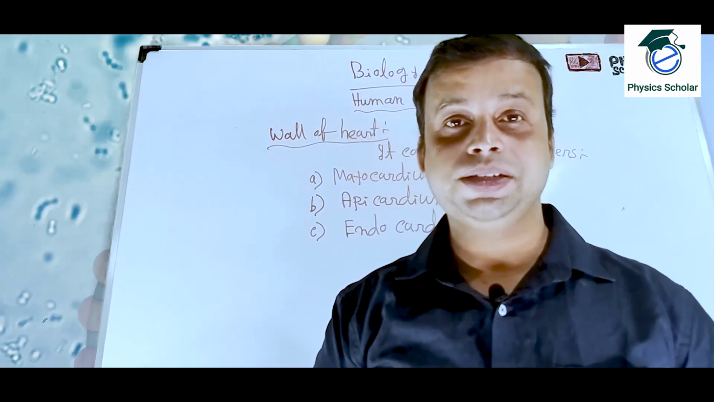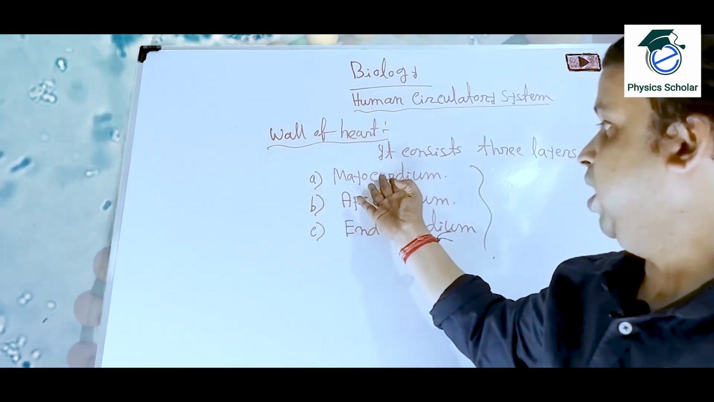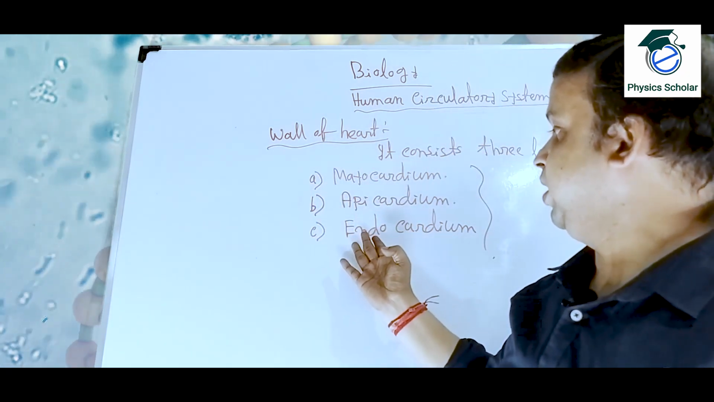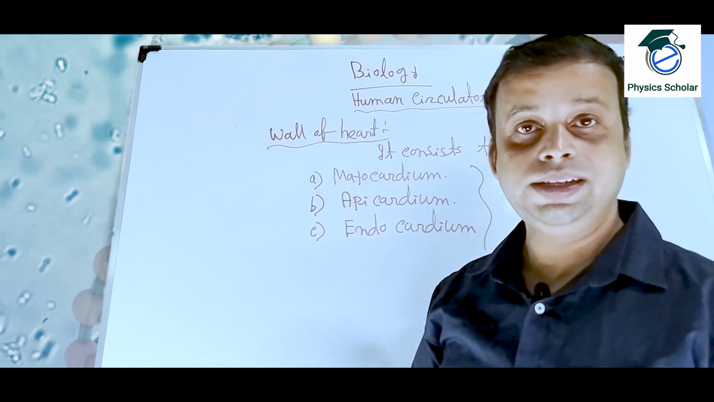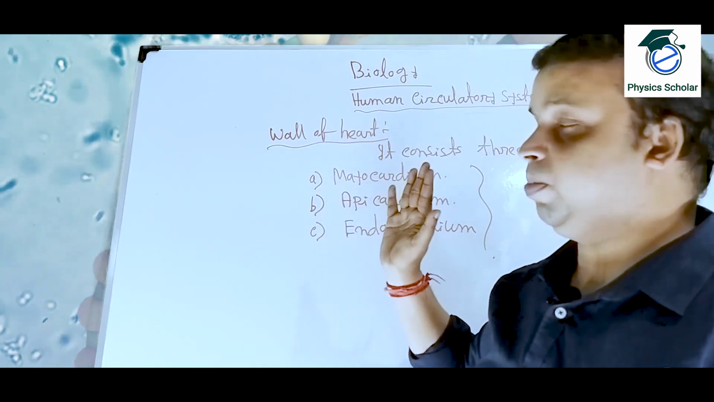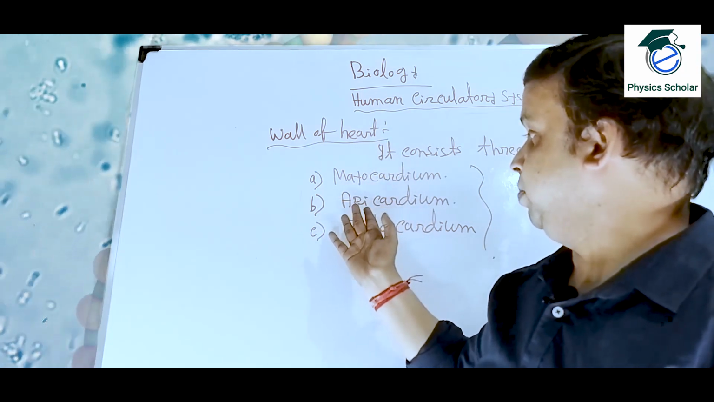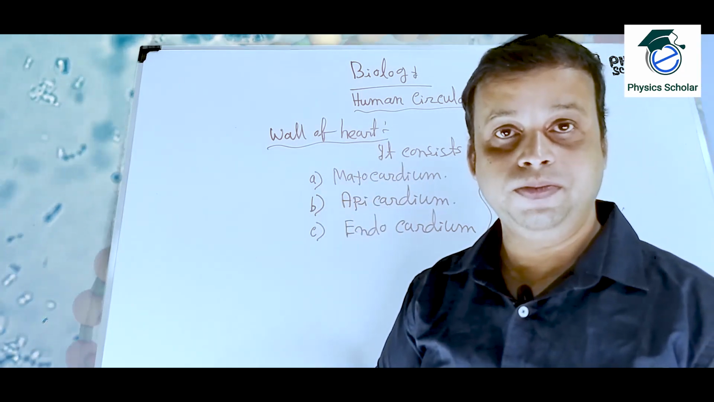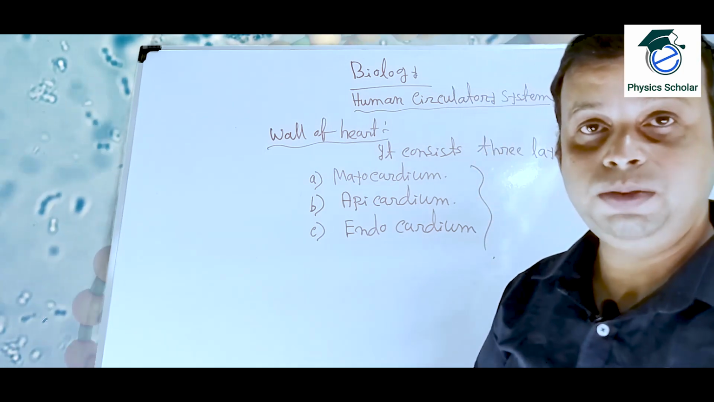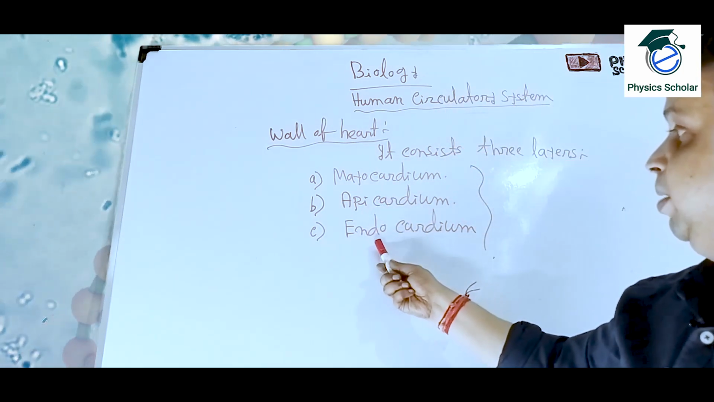Our heart consists of a wall which has three layers. Clear? Myocardium, the middle layer is epicardium, and the last layer is endocardium. So these are the walls of our heart which consist of three layers: myocardium, epicardium and endocardium. Clear to all of you? Now let us move to the next topic.